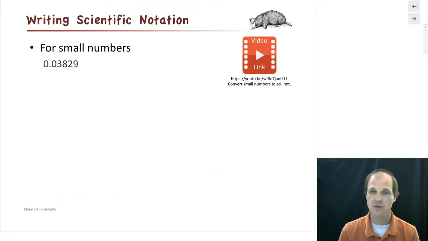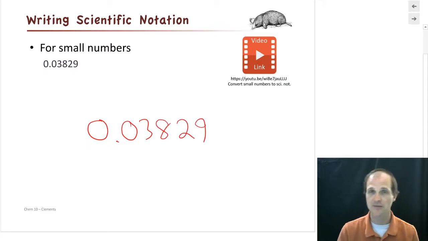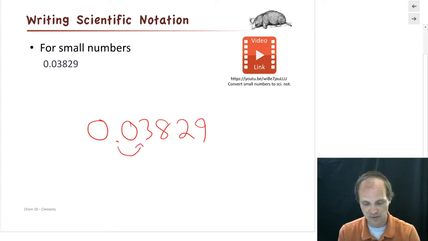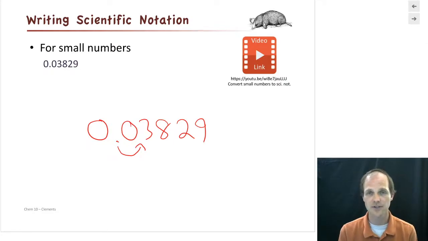So what do you think we do for small numbers? If we've got a number less than 1, so I'm going to take 0.03829, and I want to convert that to use scientific notation. We're going to do it the long way first, and then we're going to do it the short way. The long way, I'm going to move it over to the right. Why over to the right? Why not to the left? Well, because if I move it to the left, I'm just going to get a smaller and smaller number, and I'm not going to get that coefficient between 1 and 10 that I want.